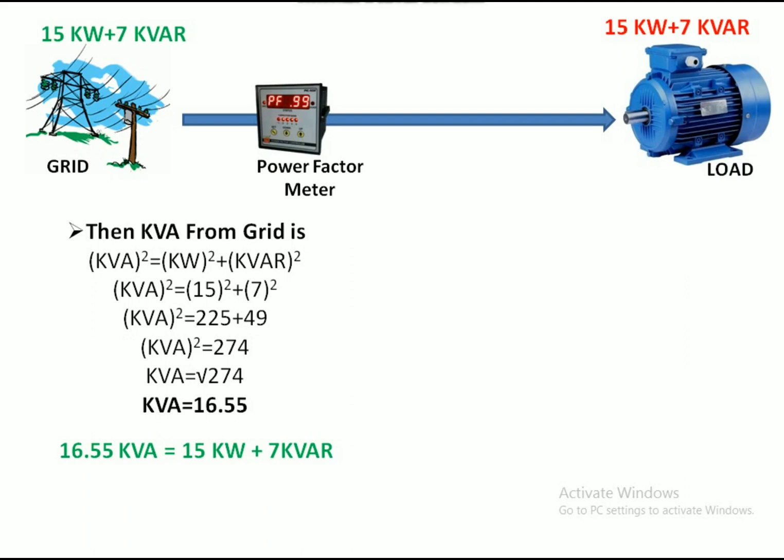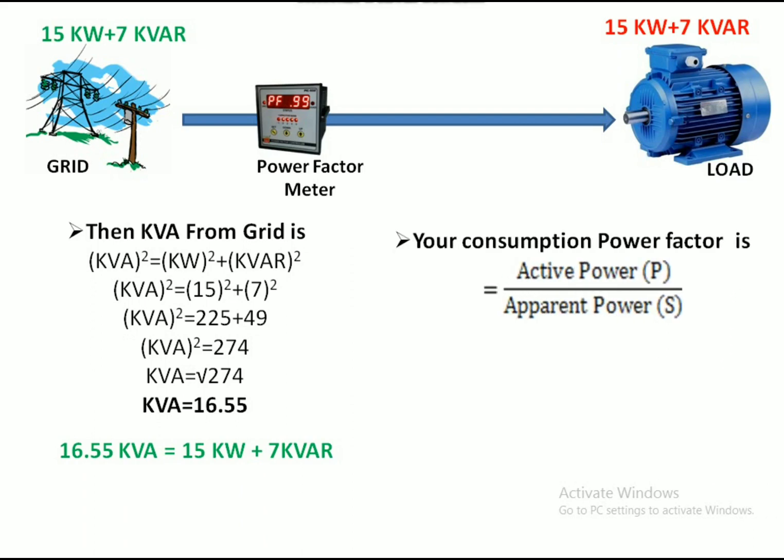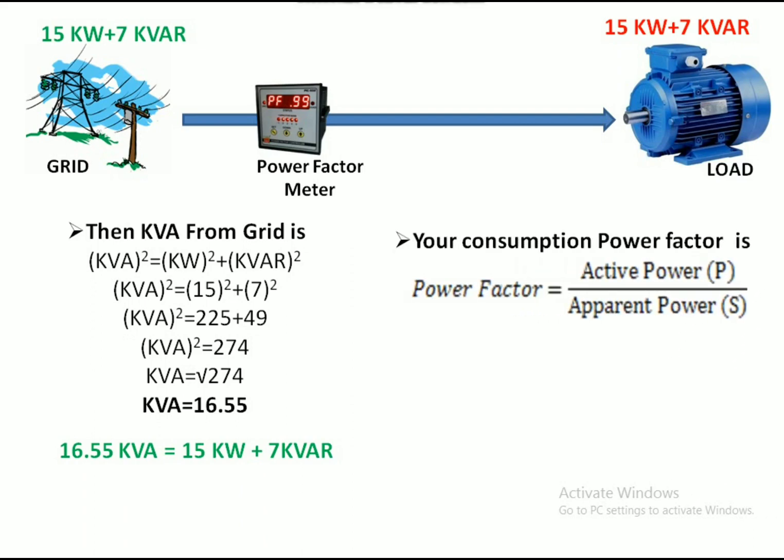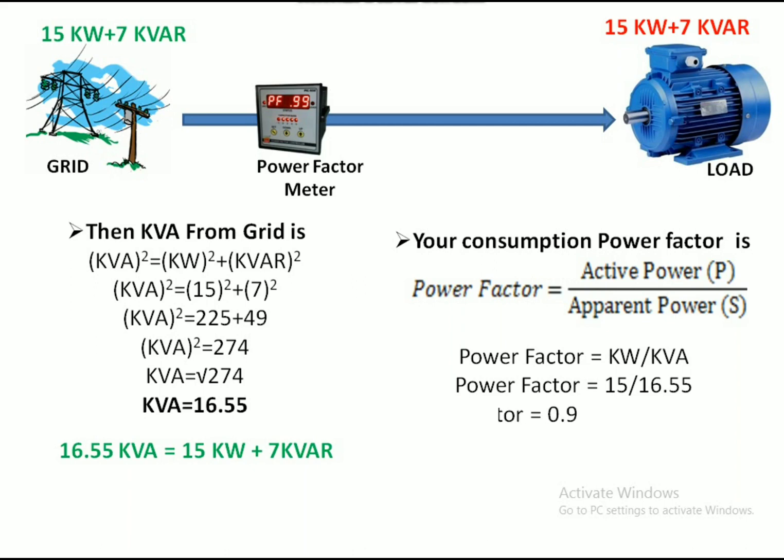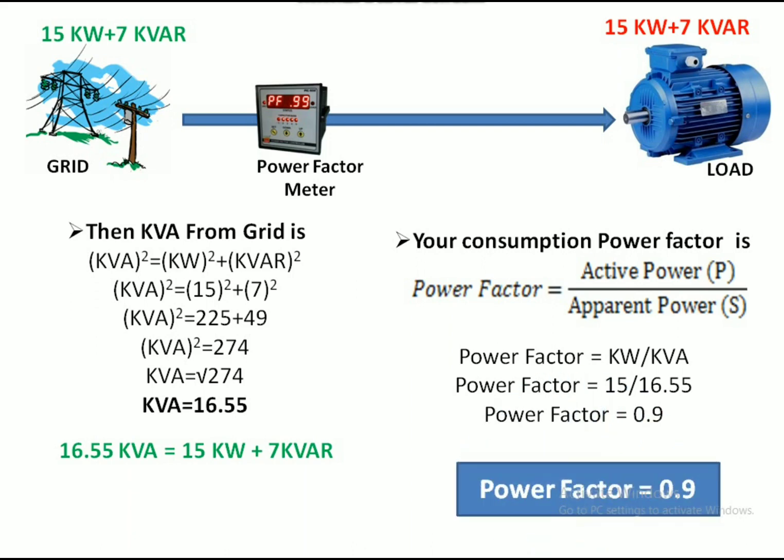As we know active and apparent power, we can calculate power factor, which is equal to active power divided by apparent power. So power factor is equal to 15 kW divided by 16.55 kVA, which is 0.9. So for the above case the power factor of the system is 0.9.